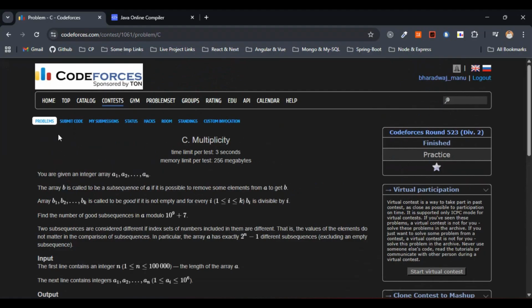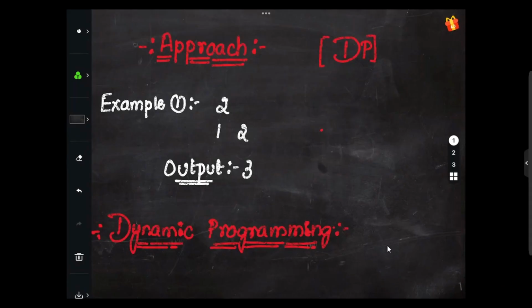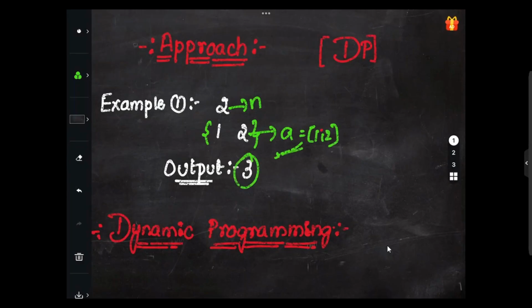Now let's discuss the approach, followed by the complexities, and then write the code. As usual, let's discuss the approach first. I have considered the first example here: n is 2, the number of elements, and array A is 1, 2. The output we need to get here is 3, nothing but the non-empty subsequences B where every position I is divisible by I. Just keep this in mind.